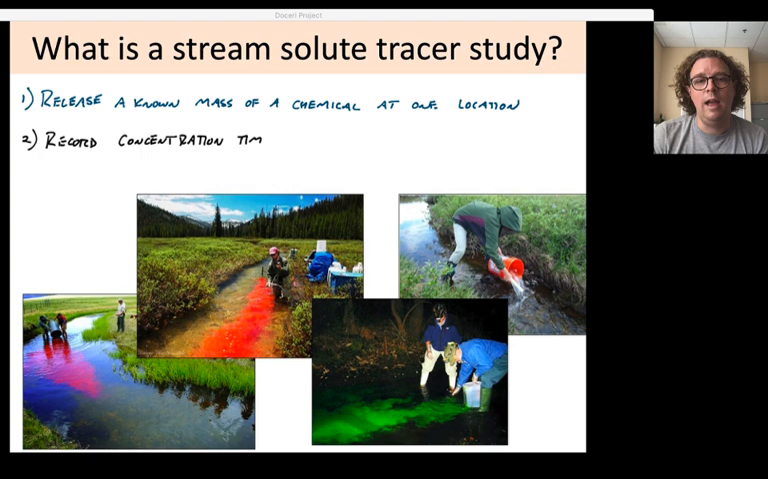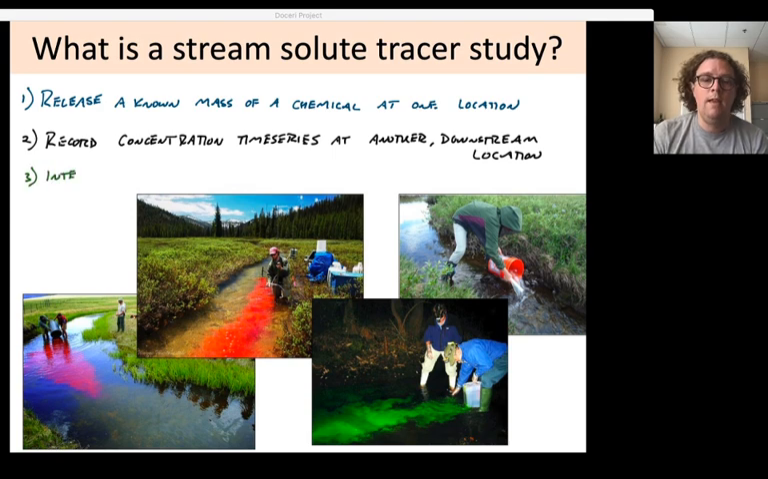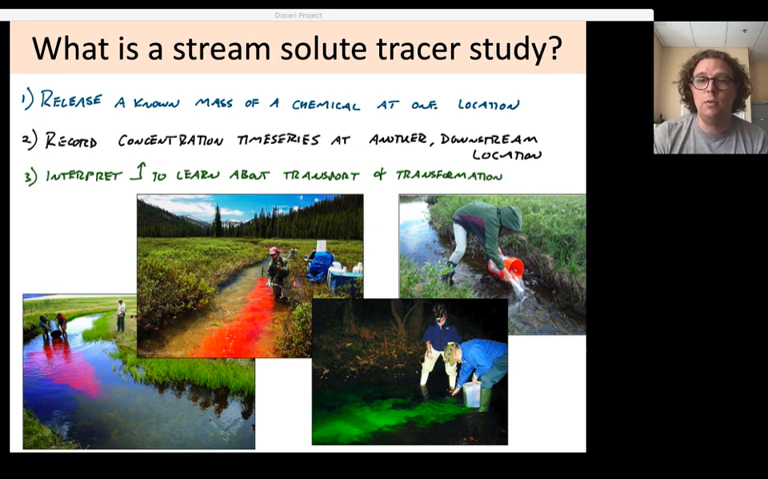Step two, at some downstream location, we record a concentration time series. So we look for that tracer back. We release it at point 1, we look for it at point 2. And ultimately what we're able to do is interpret that concentration time series to learn about transport through our study reach and possibly transformation, if we've released a chemical that is reactive, or if we've released multiple chemicals, one of which reacts and one doesn't. Nitrate and bromide as an example.